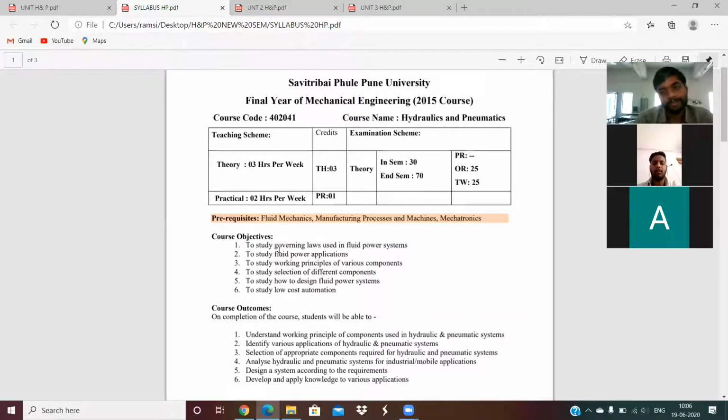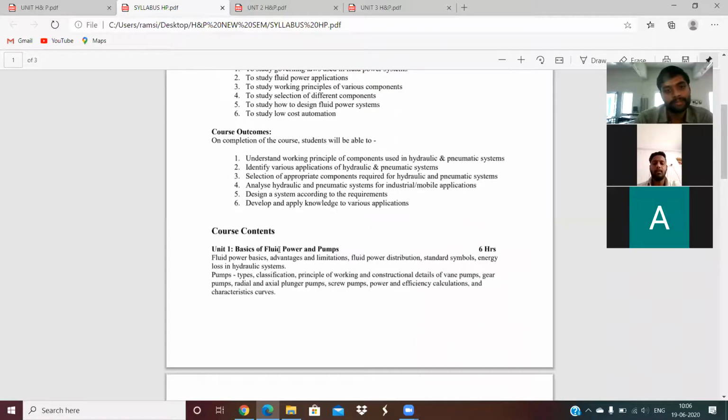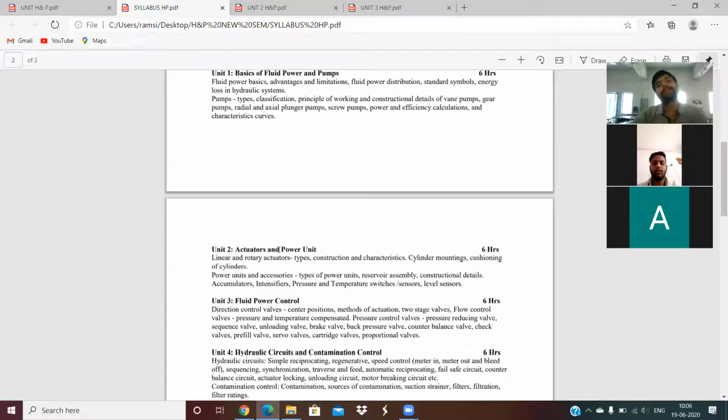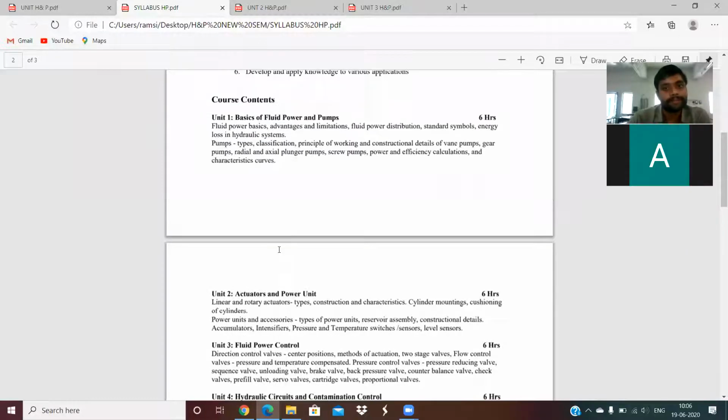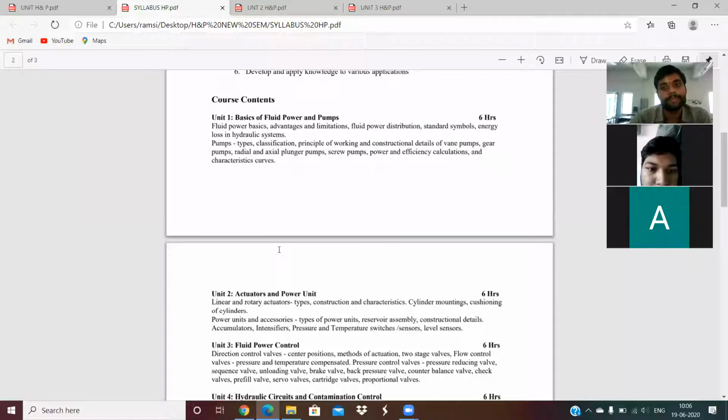Okay, so now we are going to see the units' syllabus. This is unit one of this subject. The first one is the basics of fluid power and pumps. So fluid power basics and the advantages and limitations of fluid power. Then standard symbols, and the energy loss in the hydraulic system we are going to study in this subject. Then pumps, types of pumps and classification, and principle of working. All this we are going to study in chapter number 1.